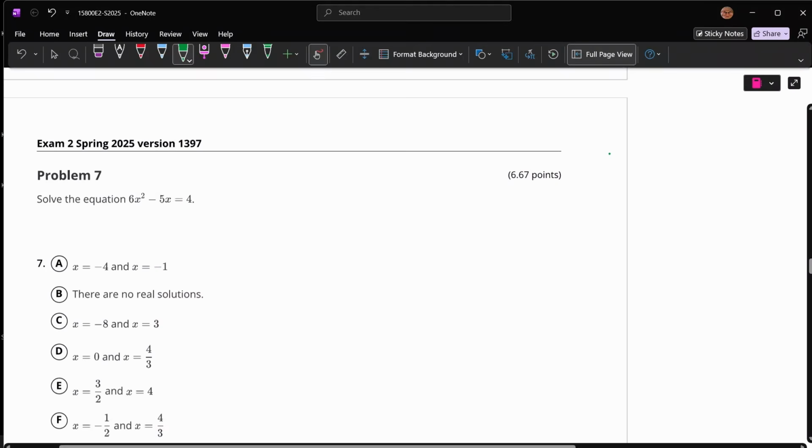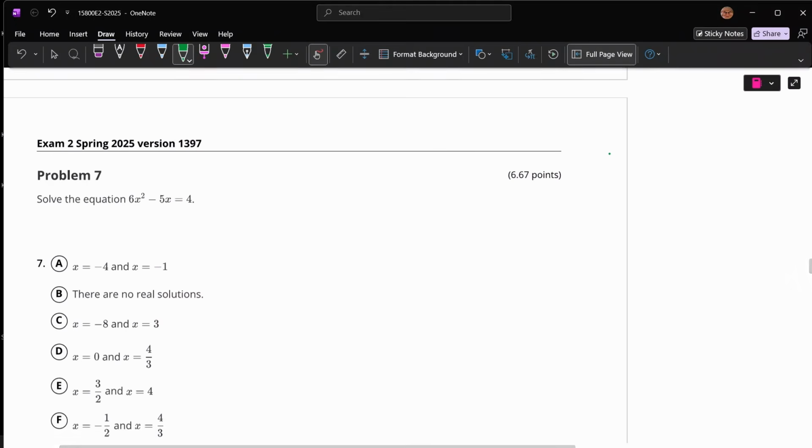Alright, solve the equation 6x squared minus 5x is equal to 4. Okay, so we have a quadratic expression here. Because of that, assuming that the solutions are real, we're going to end up with two real solutions. And since we're dealing with a quadratic expression, there's two primary ways we can go about solving this.